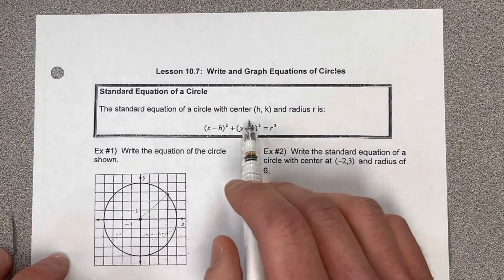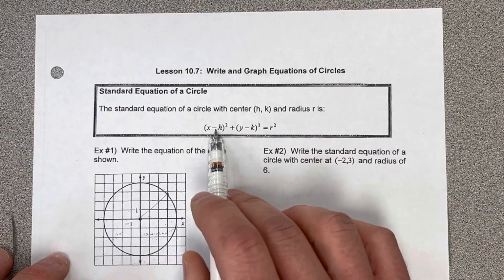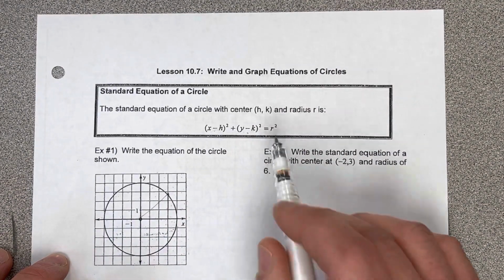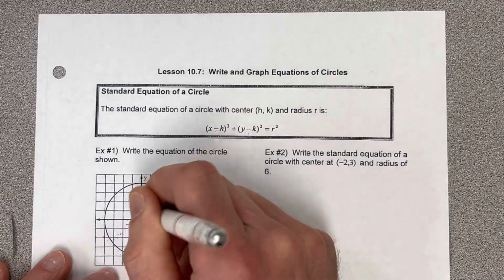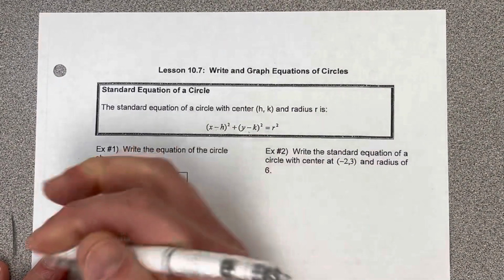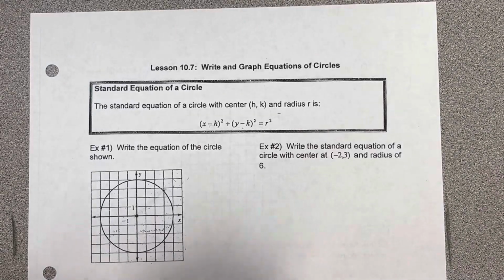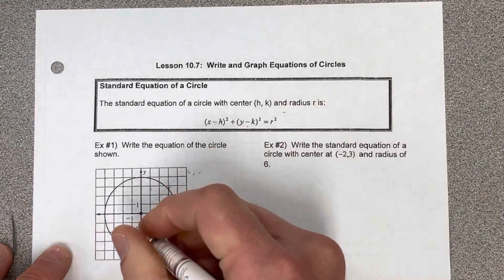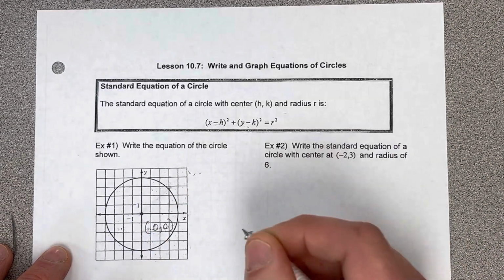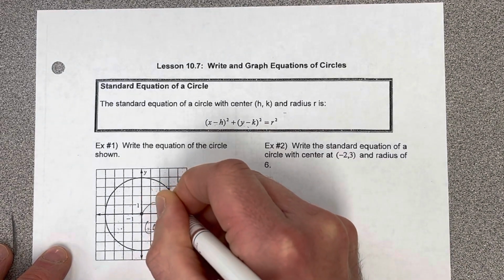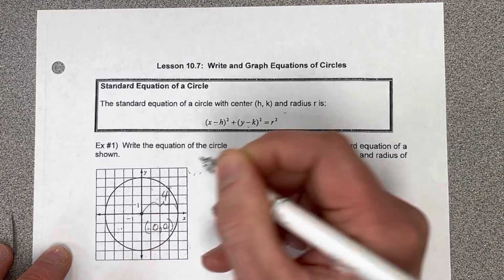The center is h and k. Notice they're minus there, and radius squared. So to write an equation of a circle when you've got its graph, that's not such a big deal. In this case, the center is what we're going to need. The center is at 0, 0. And we've got a radius here of 4.